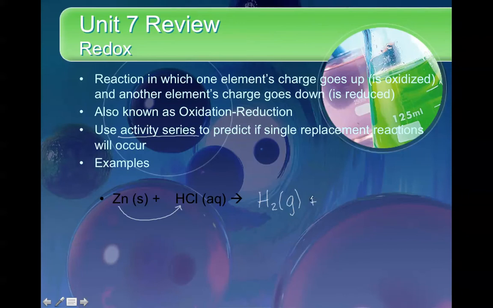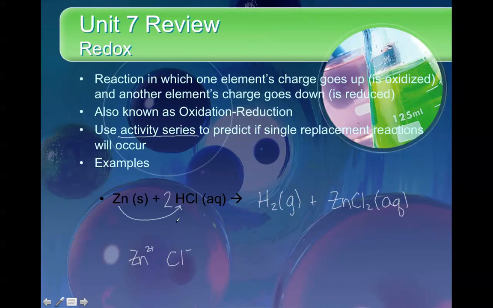And the other product that we're going to produce: zinc, when it bonds, is going to have a +2 charge. Chlorine, when it bonds, is going to have a -1 charge. So this compound is going to be ZnCl2, and it is soluble, so it will be aqueous. And now we can balance it, and it looks like all we got to do is put a 2 right here.